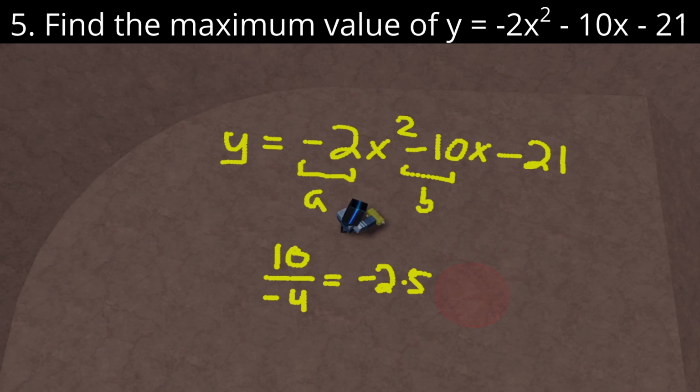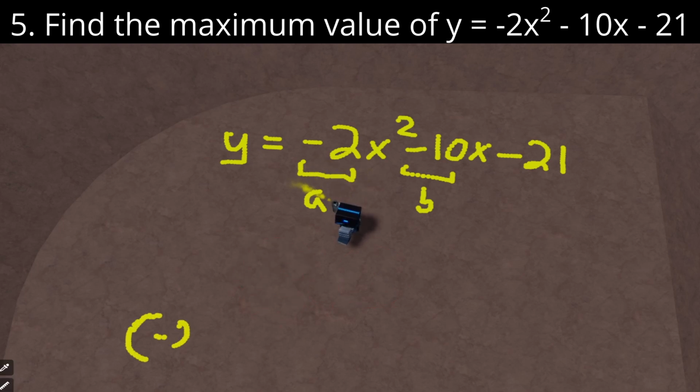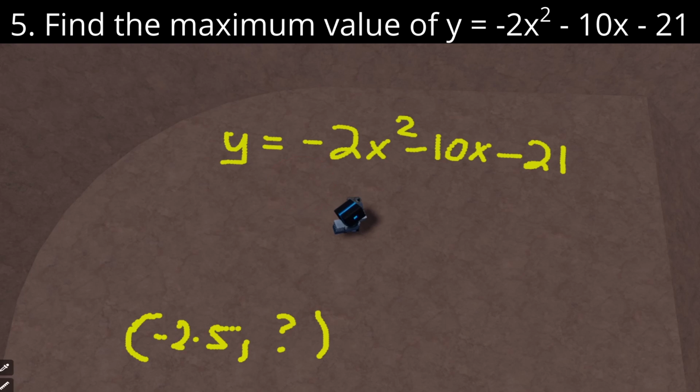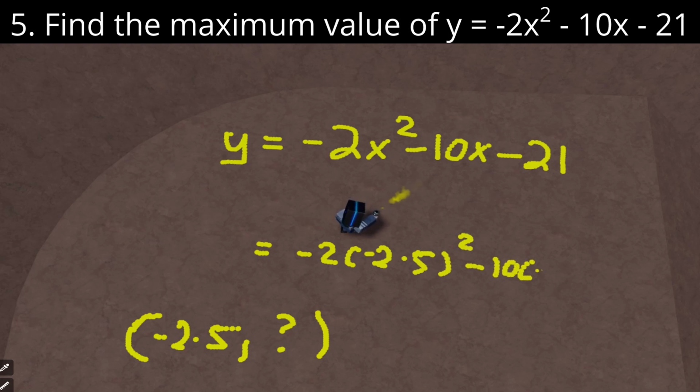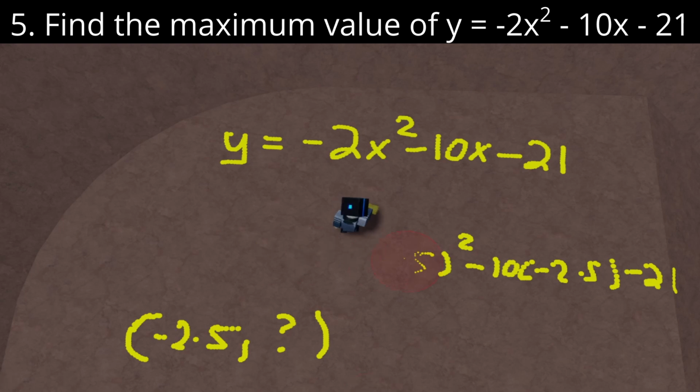So let's do that. So first I'm going to just write a note here that the x-coordinate of our vertex is going to be minus 2.5. And then we need to find the mystery y value. So let's plug in minus 2.5. So we're going to have minus 2 times minus 2.5 squared, minus 10 times negative 2.5, minus 21. So let's evaluate this. Minus 2 times minus 2.5 squared, you can just put this into a calculator. And what you're going to find is that it's equal to negative 12.5.